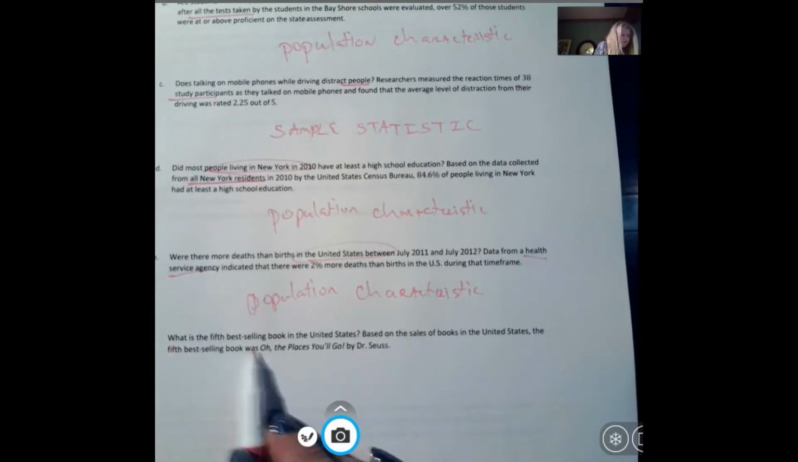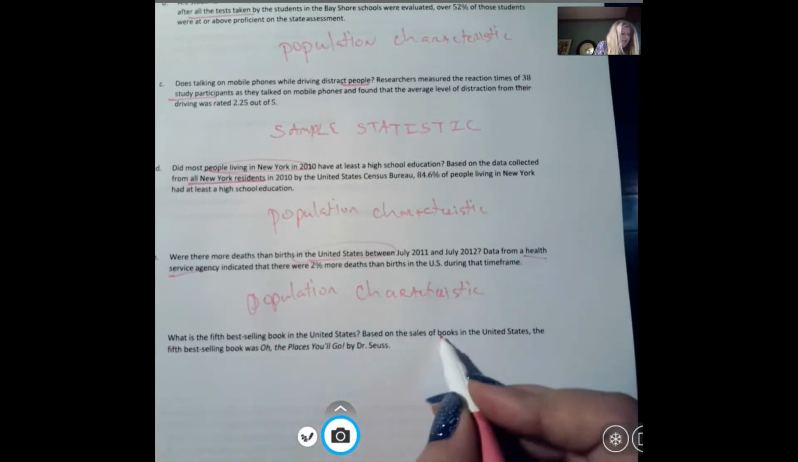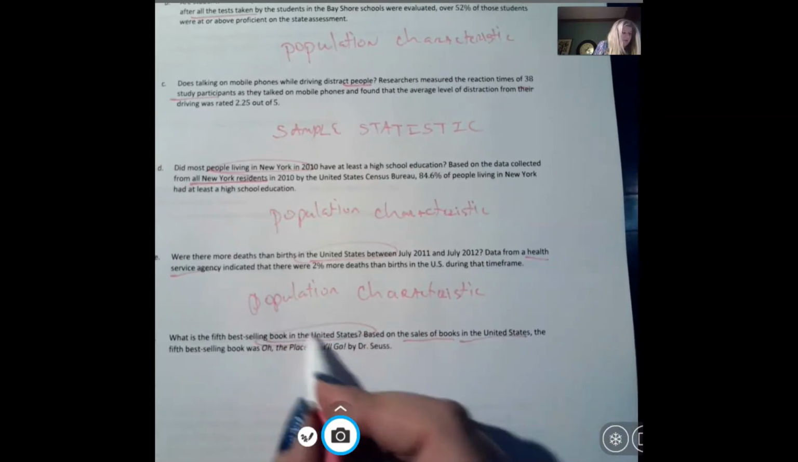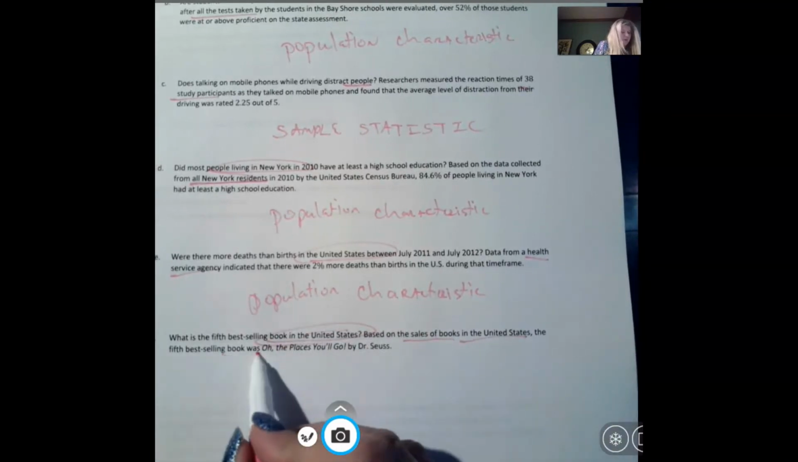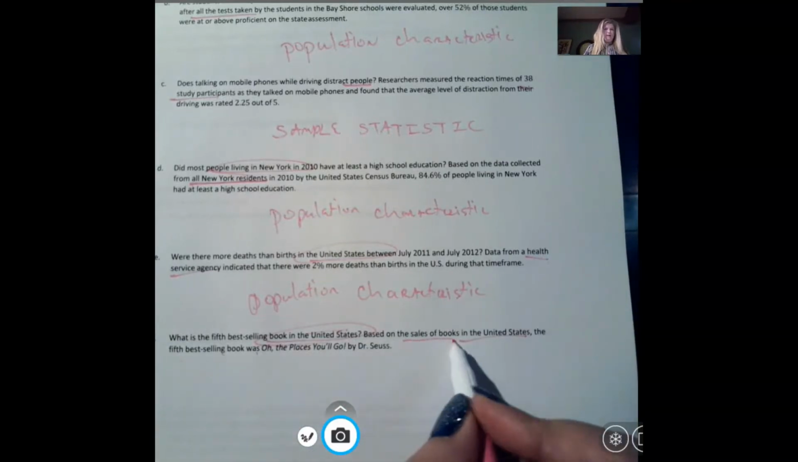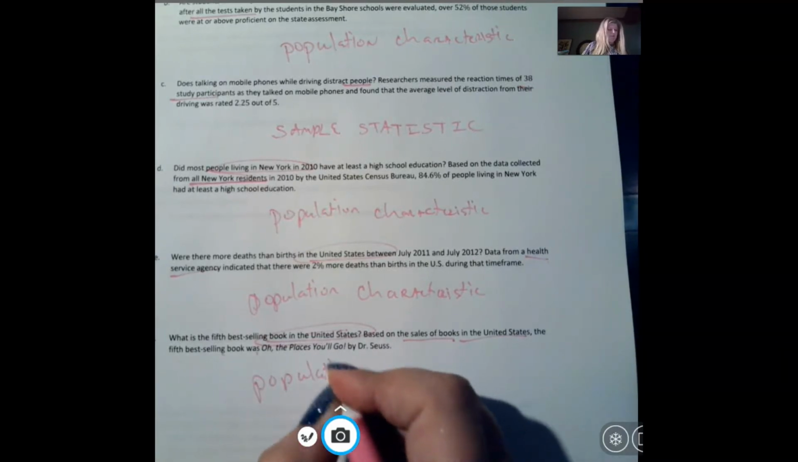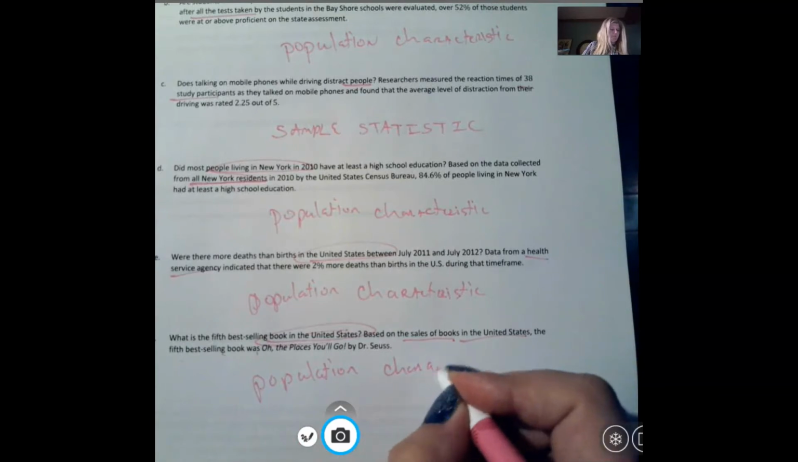Okay. What is the 5th best-selling book in the United States? Based on the sales of all the books in the United States, and that's the population, the 5th best-selling book was Oh, the Places You'll Go by Dr. Seuss. I just pulled this off my shelf. How sweet is that? Okay. Alrighty, and so since the population matches those who were tested or surveyed, that makes it a population characteristic.